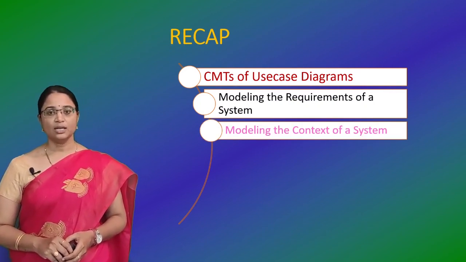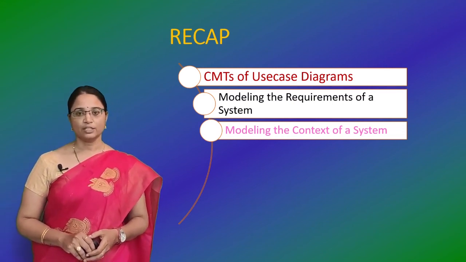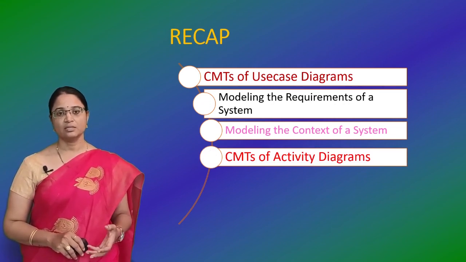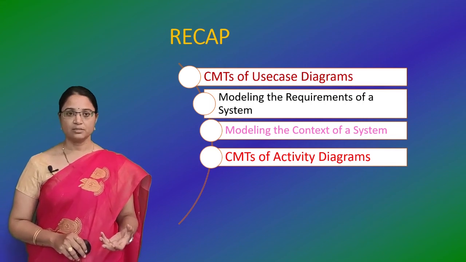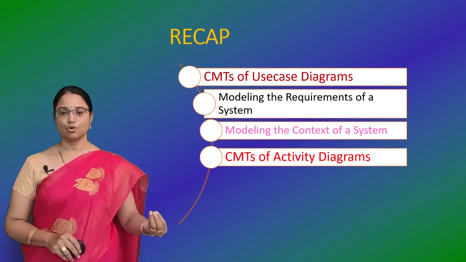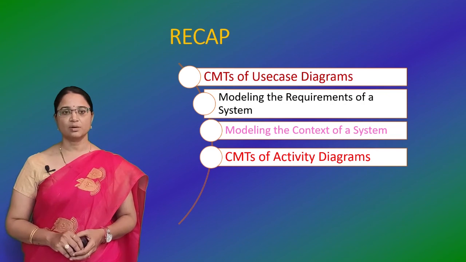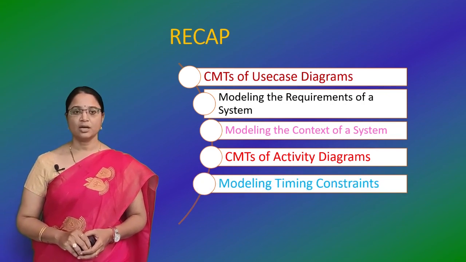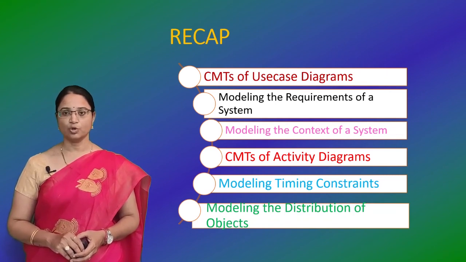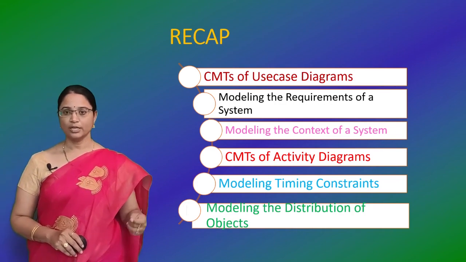And coming to the last interaction diagram which we have discussed in this basic behavioral modeling, it is the activity diagram. So here we have seen about what is an activity, what are the activity states, and we have seen about the swim lanes, and these are the different topics which are new to us. We have discussed all these things. And coming to the common modeling techniques of activity diagrams, we have discussed about how to model the time constraint and how to model the distribution of objects. That's what we have seen in this basic behavioral modeling. And this is regarding a quick recap regarding the unit 4.